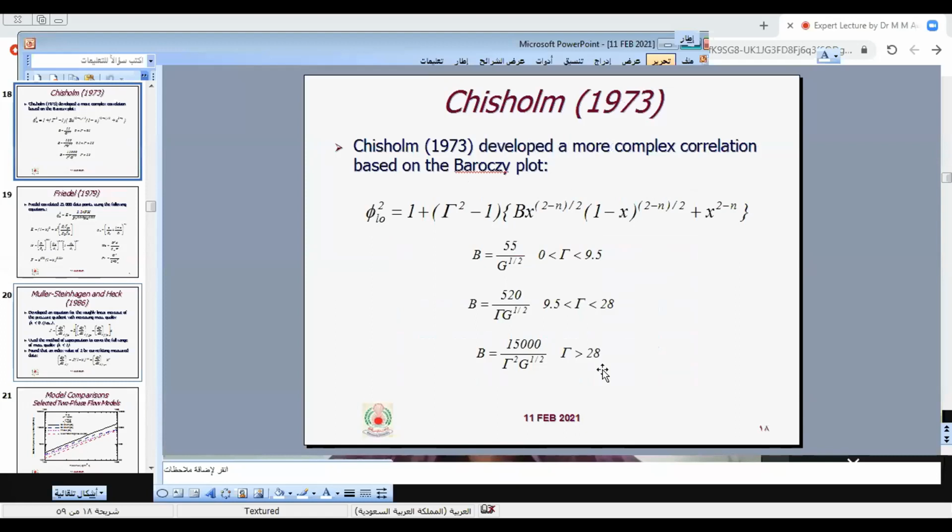Also, the same researcher developed another, more complex correlation based on the Baroczy plot in 1973, and this model is a function of different parameters like gamma, which is the physical property ratio, and small x, which is the Reynolds fraction, and B is a function of the gas flux, which is the mass flow rate per unit area.